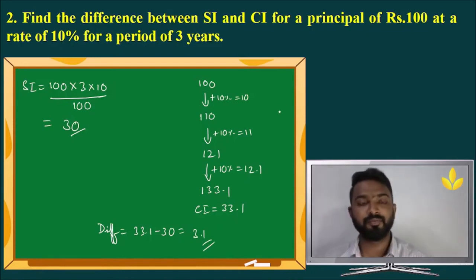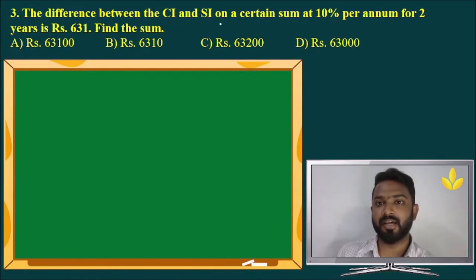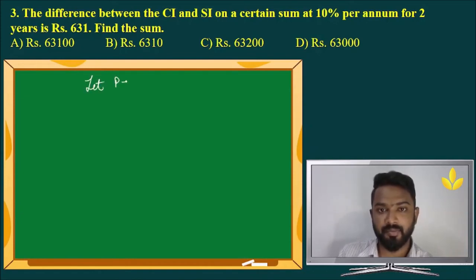Let's move on. The difference between CI and SI on a certain sum for this much is 631. So this is reverse engineering now. In the previous two questions, we had to find the difference. Here the difference is given. We have to find the principal. Let's do it. Suppose we let the principal be 100.